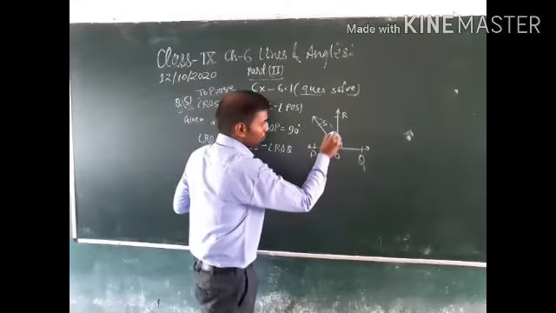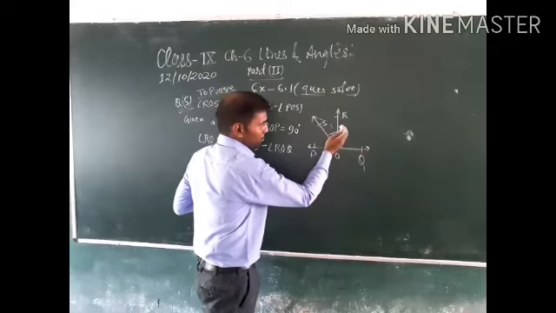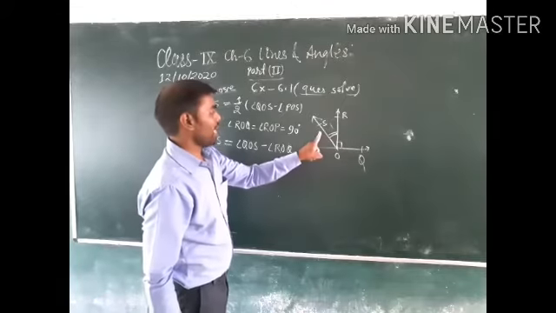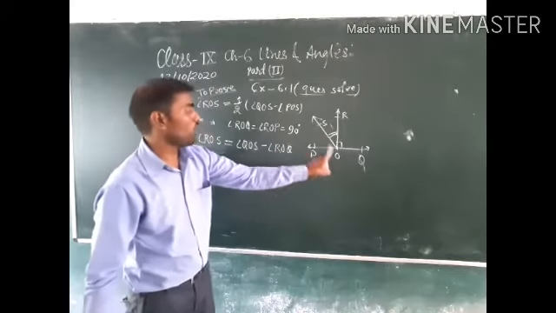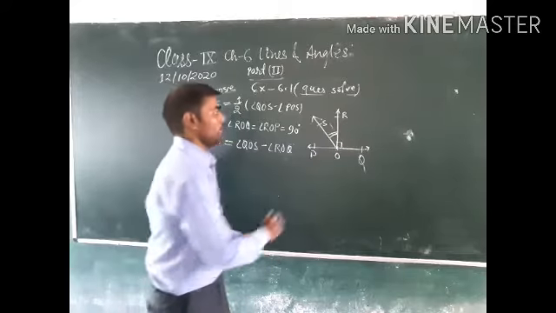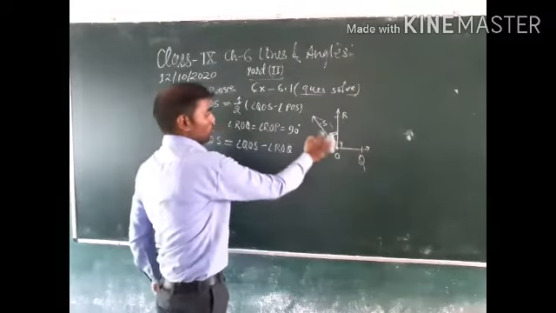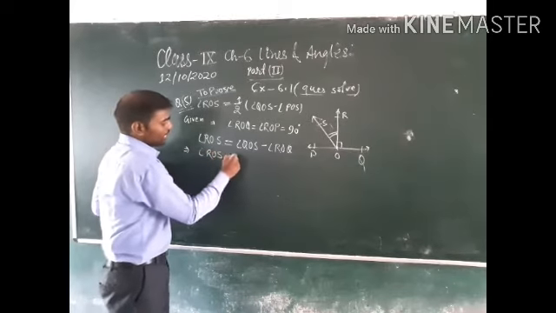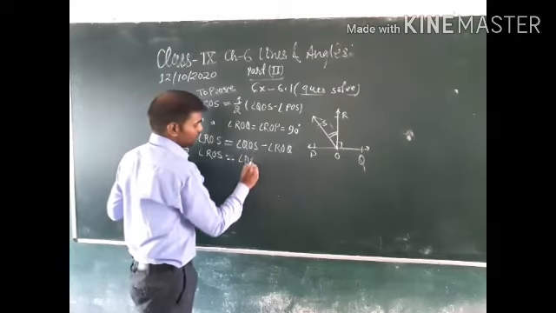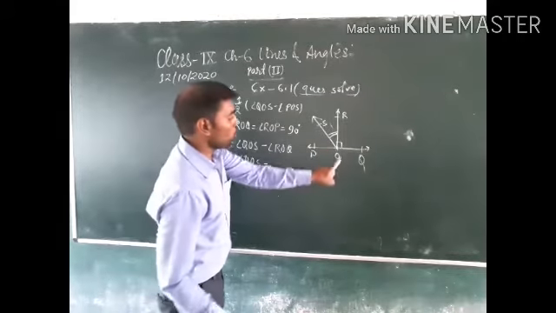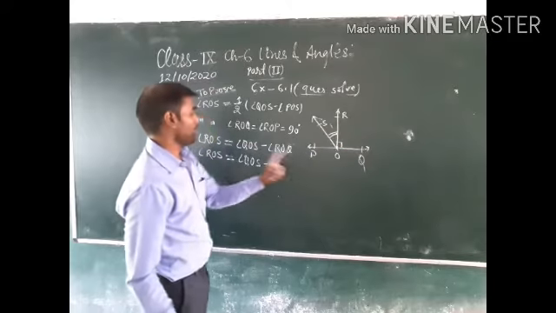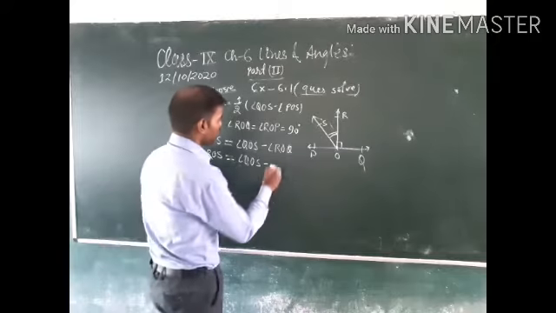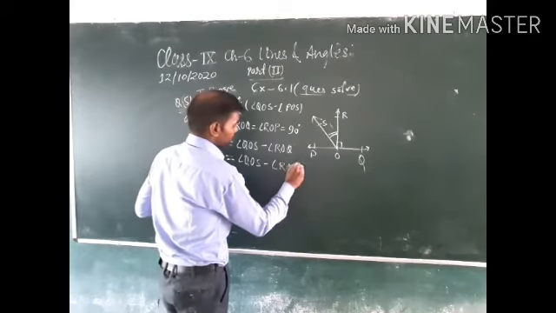This part is the whole and this part is reduced, so we get only this part. When we reduce this, we get only ROS. So ROS is equal to QOS minus ROQ, which can be written as ROP, because ROQ is equal to ROP is equal to 90 degrees.